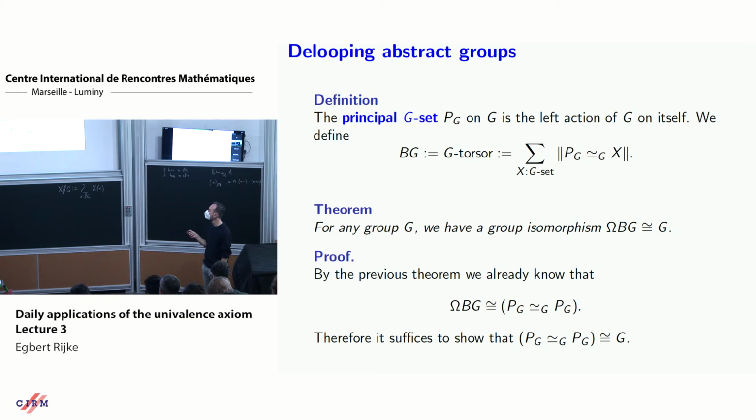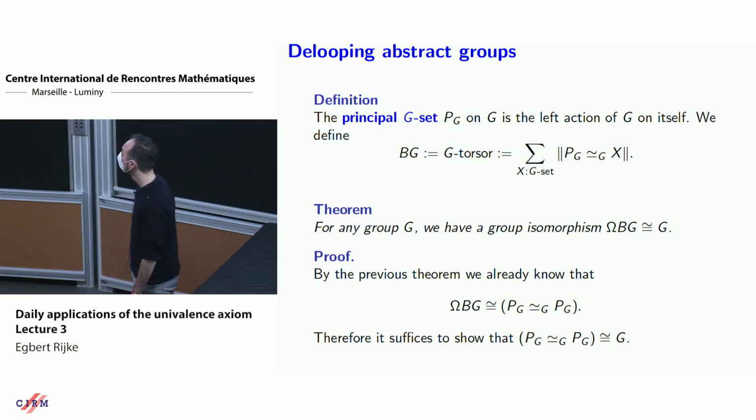And the trick now is you can say that BG is defined to be the G torsors, the type of all G sets that are in the connected component in the space of all G sets of the principal bundle. So that's what you can do. And by this previous lemma, the characterization of the identity type of the universe of all G sets, we're going to see that this definition indeed is a delooping of G. Okay, so that's the theorem here.